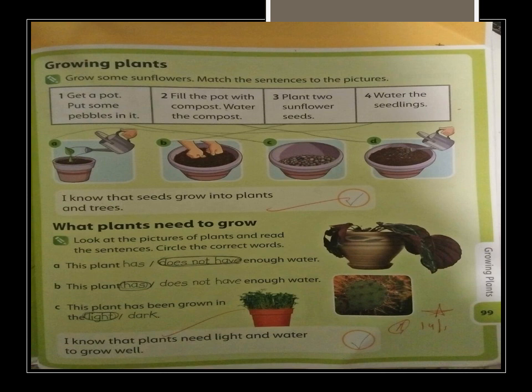Number C, this plant has been grown in the light or dark. Yes, you can see it is a totally green plant. So the plants which are green and not that soft have been grown in the light. If they are not grown in the light, then the leaves should be yellow, but they are green, so it is grown in the light. So you have to circle light here.